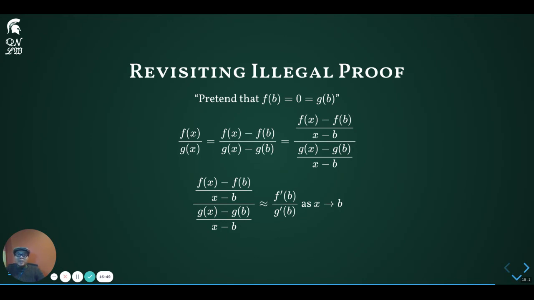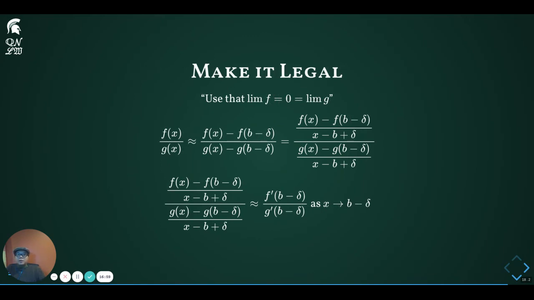What we did in the proof before can be regarded as trying to fix the proof by replacing b first with something very close to b. We used that the limit of f and the limit of g are both 0. So we saw that the ratio of f over g is, up to a small error, the same as the change in f over the change in g over the interval from x to b minus delta, where delta is very small. So f of b minus delta and g of b minus delta are both very close to 0.